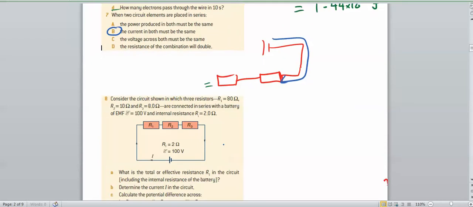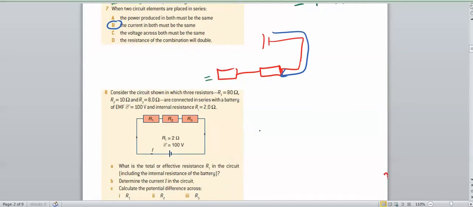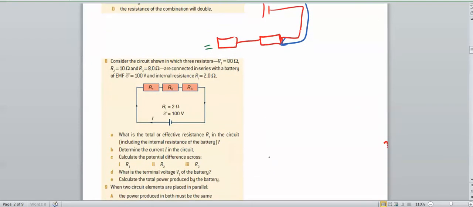Question 8. Consider the circuit shown below. What is the total or effective resistance in the circuit? Well, it's a pretty straightforward one, but we have to also consider that the internal resistance of this cell, this battery, is 2 ohms. So the total resistance is just the sum of, because it's a series circuit, the sum of each of the resistances. So we've got 80 plus 10 plus 8, 90, 98. So that's going to be 100 ohms.